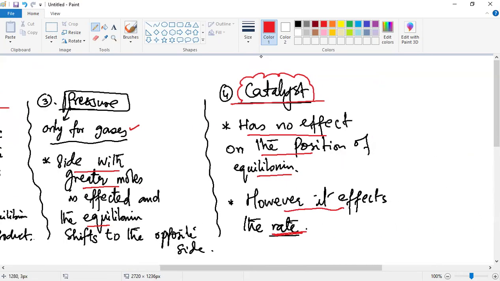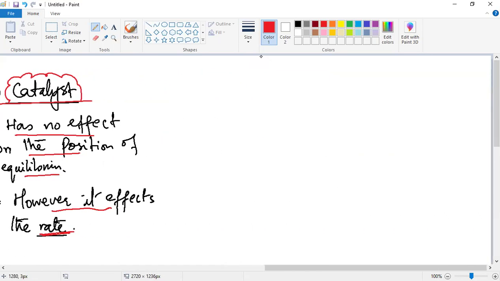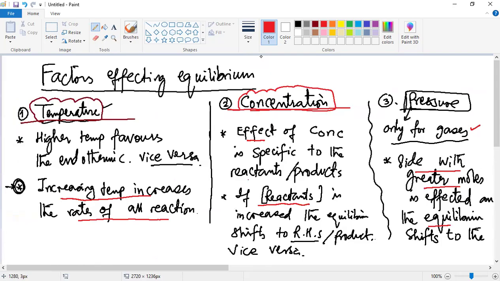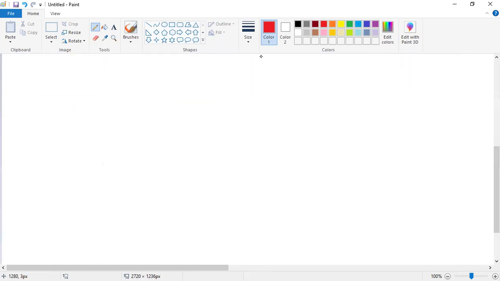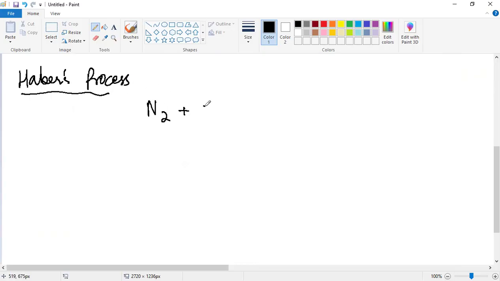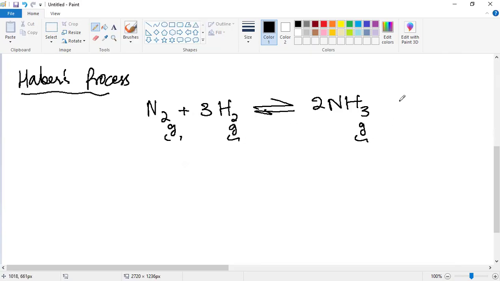Now, let's discuss all these factors with some example here. Let's say I consider the Haber's process reaction. This Haber's process is for making ammonia, where nitrogen reacts with hydrogen to make ammonia. Everything is gas here, and this reaction is exothermic in forward direction. I mean, you need to remember the delta H of this reaction is negative.